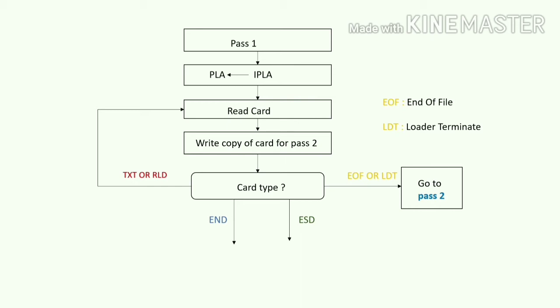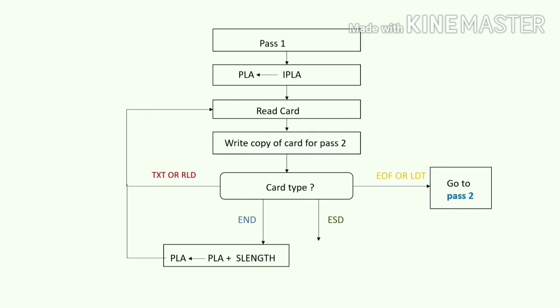Now let's see the END card. The END card gets encountered when the segment ends and it relocates the pointer to the starting address of the segment. So we need to change the location of PLA to process the next segment. Thus we add S length to it. S length means the length of the segment which was processed.